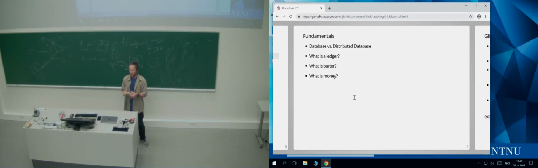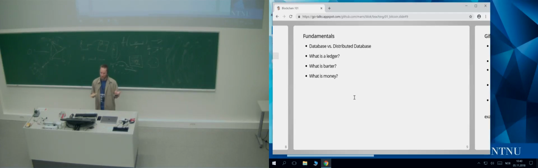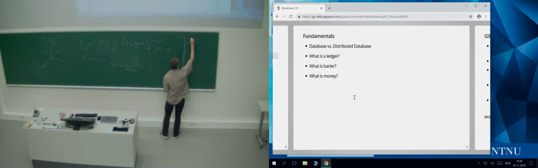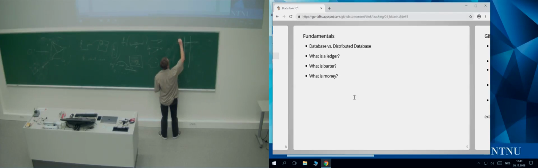Okay, we haven't talked about what an actual blockchain is yet, right? So yeah, we will come back to that. So what is a ledger? Yeah, that's right. So it is effectively like a table which specifies who has what.